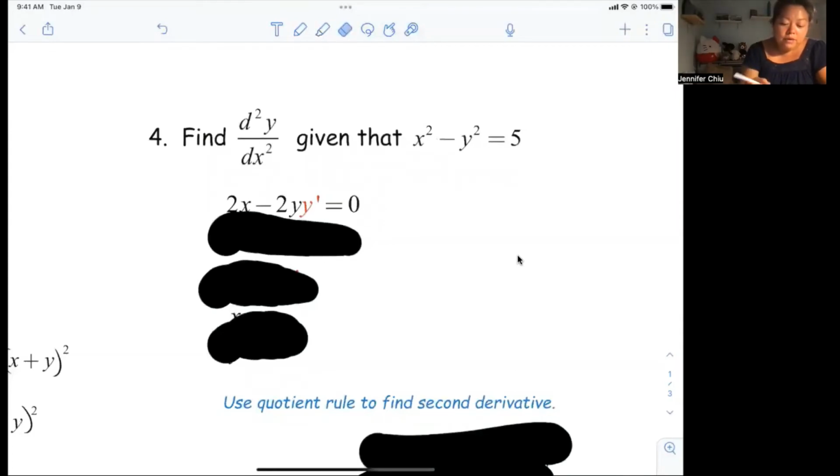All right, so we're trying to solve for y prime here. So I'm going to add the 2y y prime to the right-hand side, and now divide by the 2y, so that y prime is by itself.